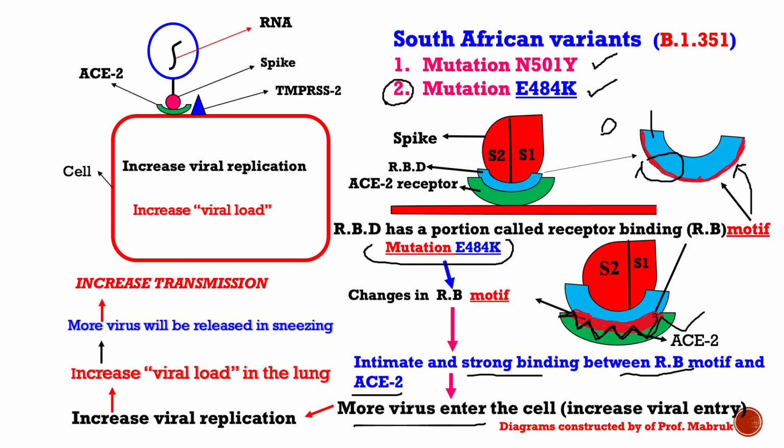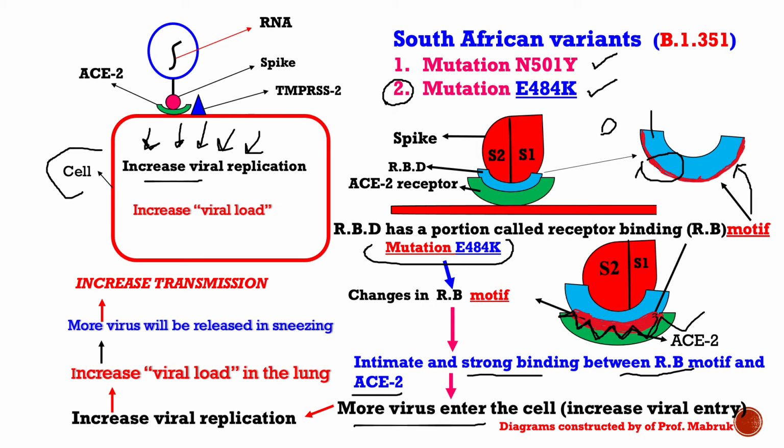You see it here? This is the human cell, this is the virus, and because of this mutation, which is E484K, which has resulted in changes in the receptor binding motif, more coronavirus COVID-19 South African variant will get into the cell. More virus will get into the cell. This will result in what? Many viruses inside the cell.